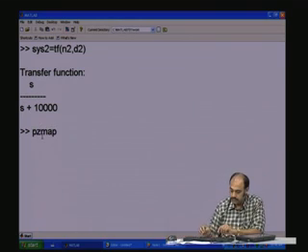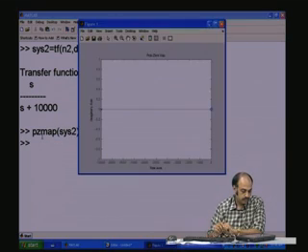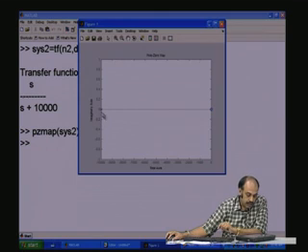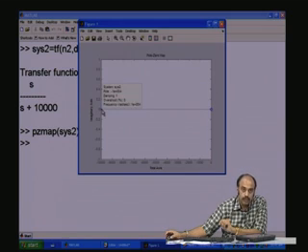How does this look in the pole zero map? pzmap sys 2. You see there is a pole here at minus 10,000, same as in the earlier transfer function, and there is one more thing, there is a zero here at S equal to 0, which corresponds to the numerator. The roots of the numerator are the zeros, that is what corresponds to the zero here. The roots of the denominator are the poles, that corresponds to the pole here.